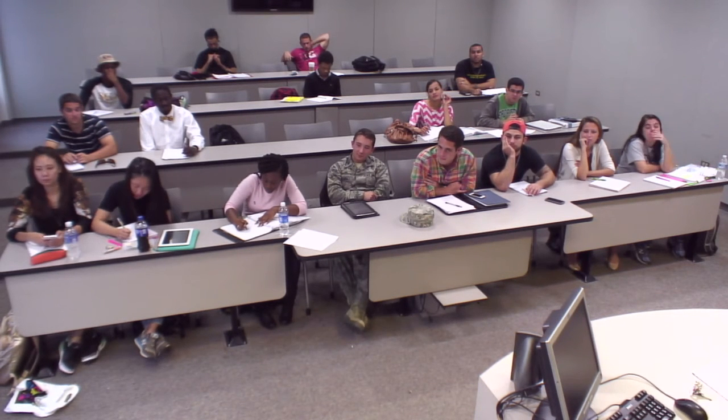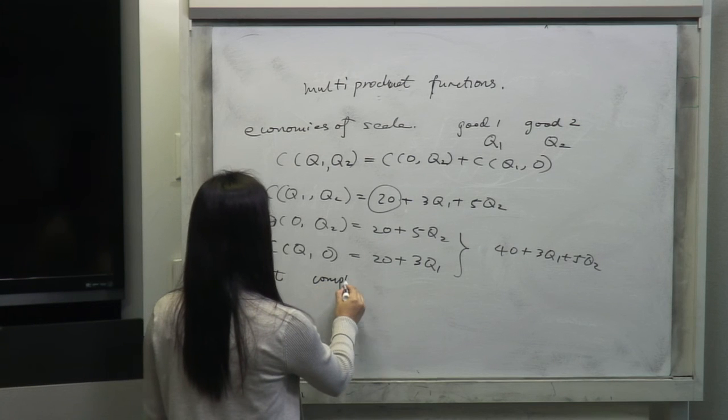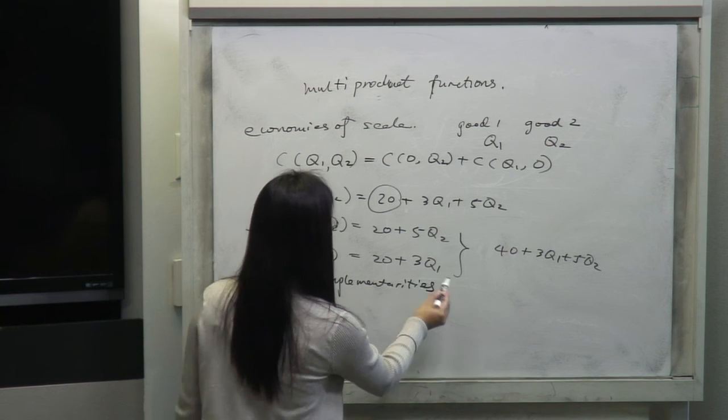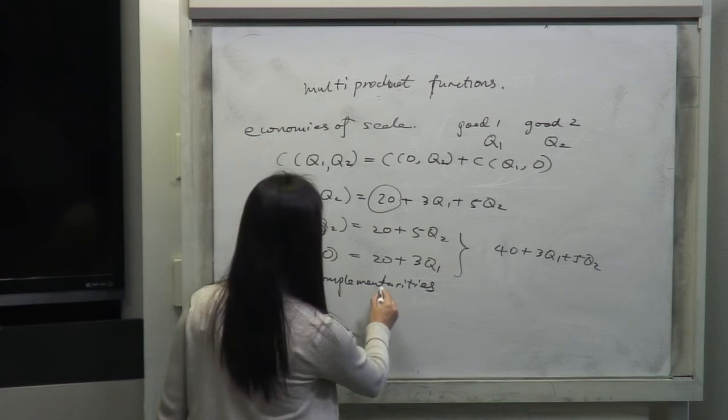Alright, so the next multi-product function I'm going to show you is called cost complementarities.